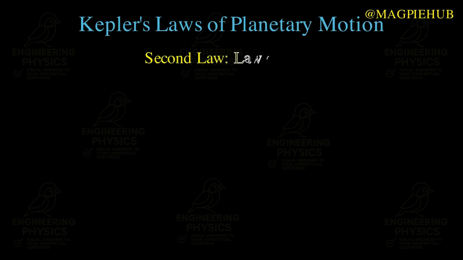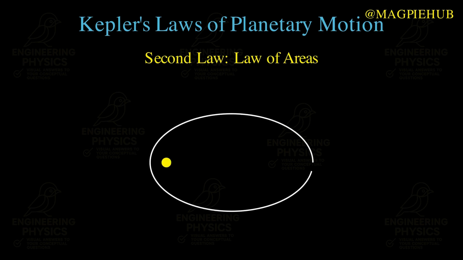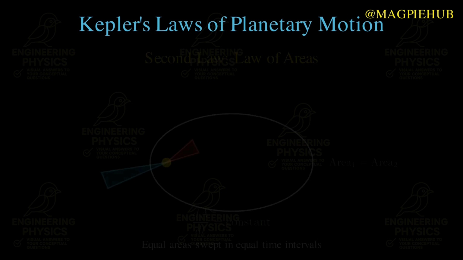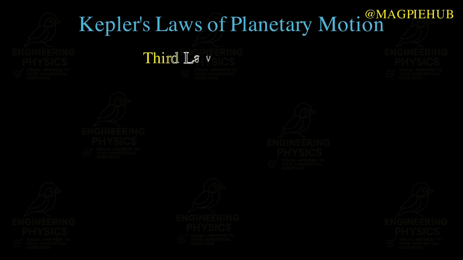Kepler's second law is the law of areas, also called law of equal areas. The line joining a planet to the Sun sweeps out equal areas in equal intervals of time. This means dA by dt is constant. Practically, when planet is closer to Sun, it moves faster. When farther, it moves slower. This law is actually a consequence of conservation of angular momentum. Kepler's third law is the law of periods.